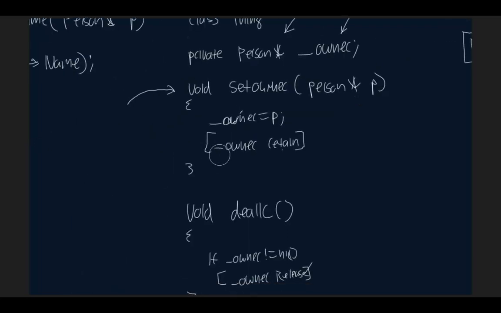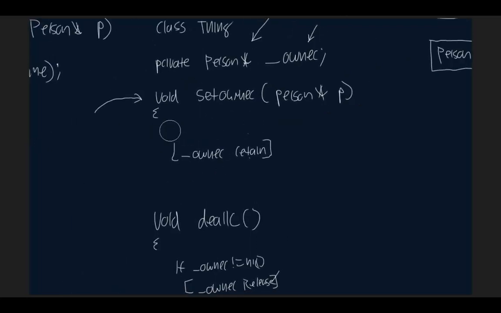So to fix this bug, before I say owner equals P, I'm going to say if owner does not equal nil, then owner release. Otherwise, or in addition to, set owner to P, and then retain owner.